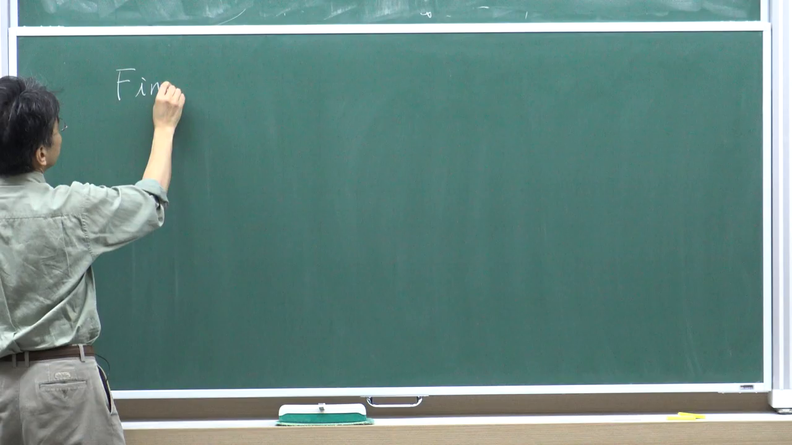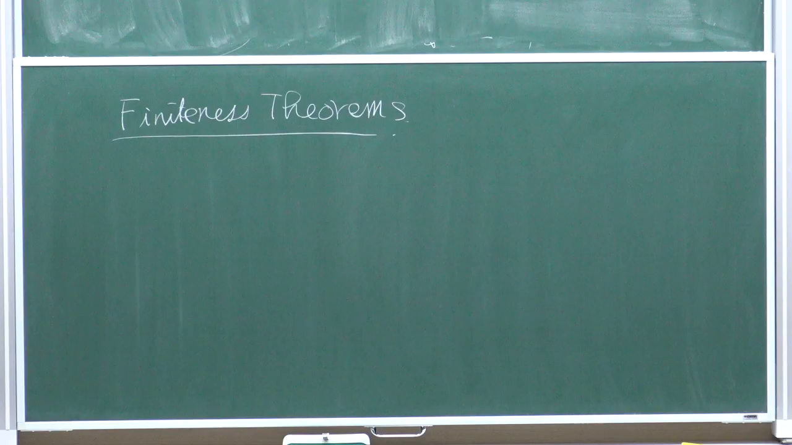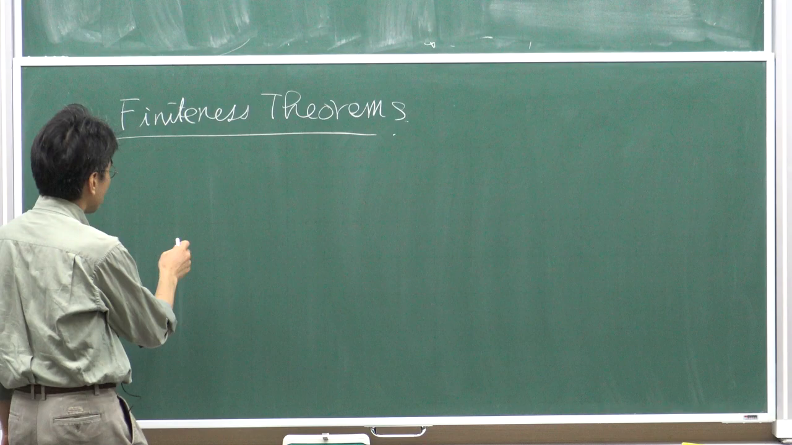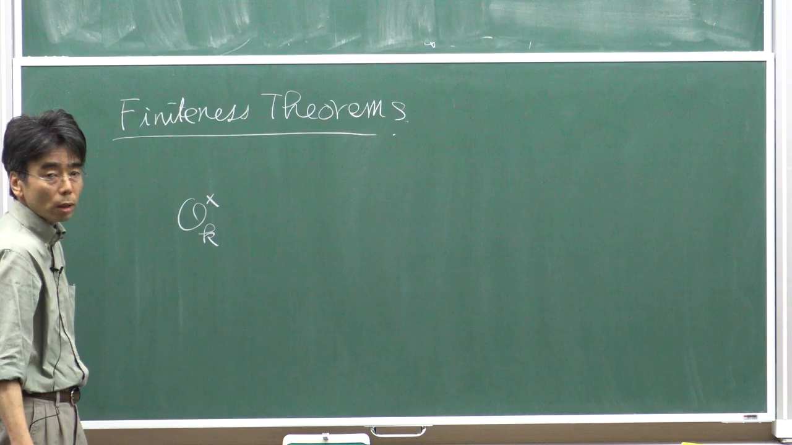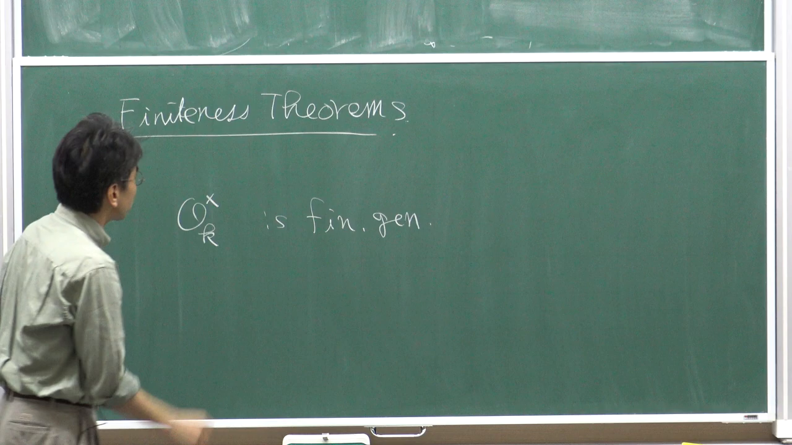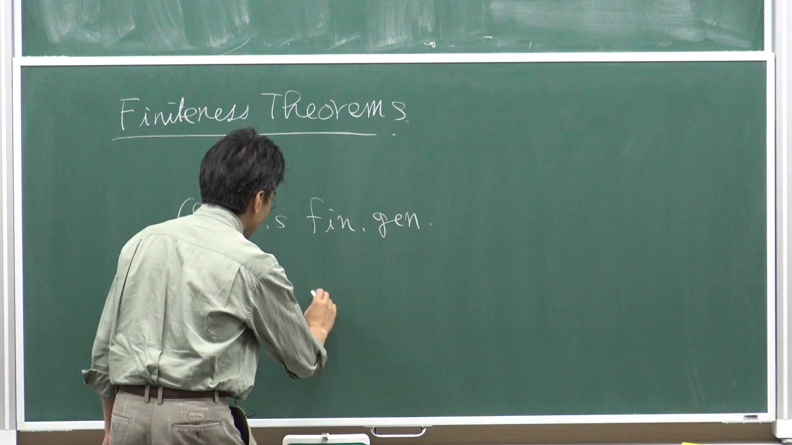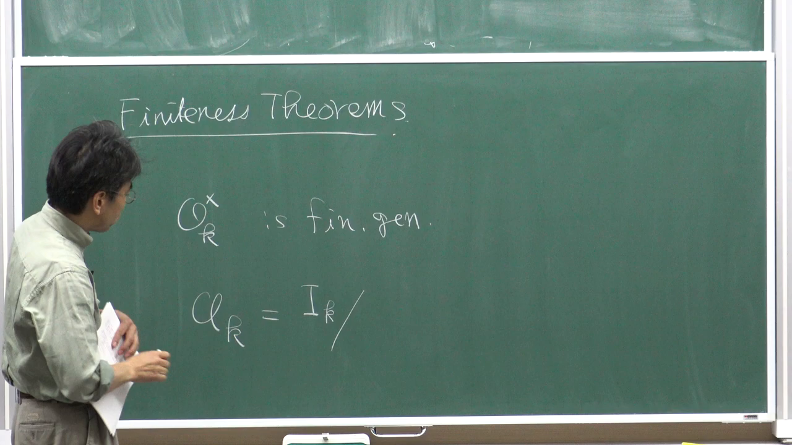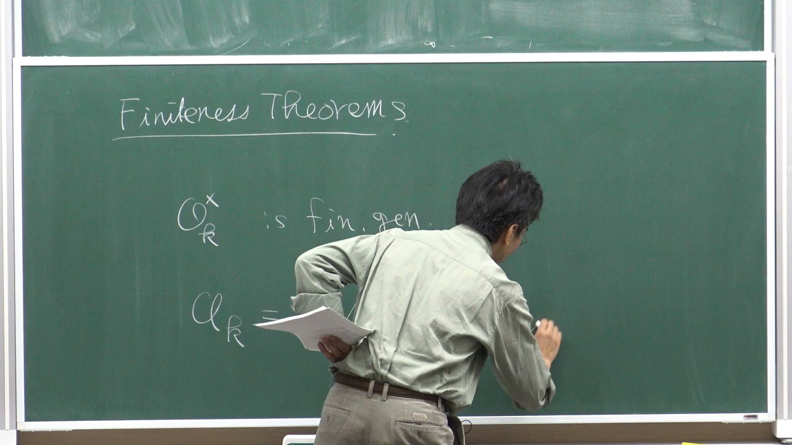There are many finiteness theorems. Maybe the most famous classical finiteness theorem is Dirichlet's unit theorem. So the multiplicative group of the integer ring is finitely generated. And another famous one is the class group, the ideal class group. So this is the group of fractional ideals of K, modulo the principal ones. So this is finite.